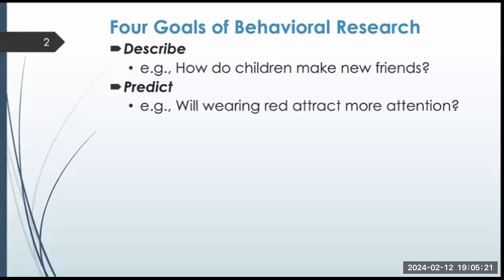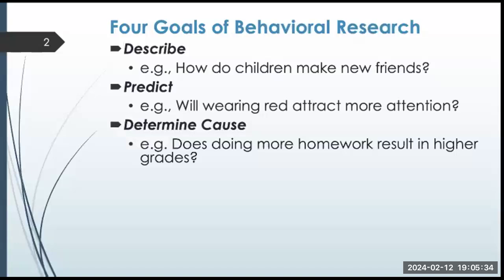So description provides knowledge about the variables that exist in a phenomenon or concept. Prediction is when now you're trying to see the relationship among the variables, like as in, does the presence of one variable help us anticipate a future behavior? Then there's determining cause. So does doing more homework result in higher grades? So in a way, you can sort of look at that and say, well, that's sort of like prediction, but it's a deeper level than just prediction. Now it's, okay, we have an idea that this variable helps us anticipate, but why? Why does it do that? Why does it have that effect on the other variable?